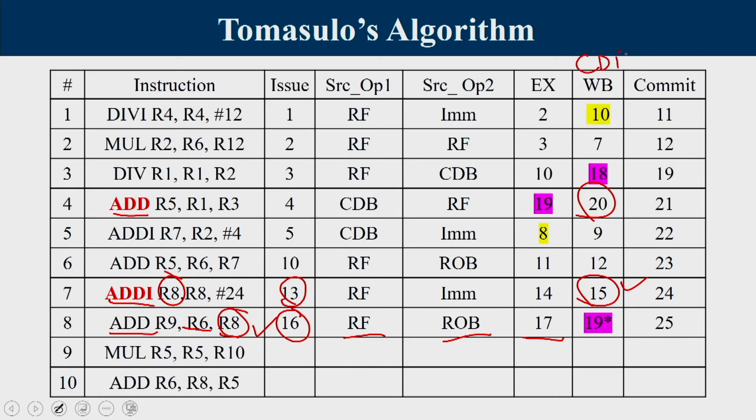Now, you know that already somebody is writing into CDB at clock cycle number 18. So, this also cannot happen at 18. This is called CDB conflict. It is already mentioned in the question that CDB conflict has been resolved. So, I will write only in the next cycle. I will be holding the result till 19. And then I write CDB at 19, so committing at 25.